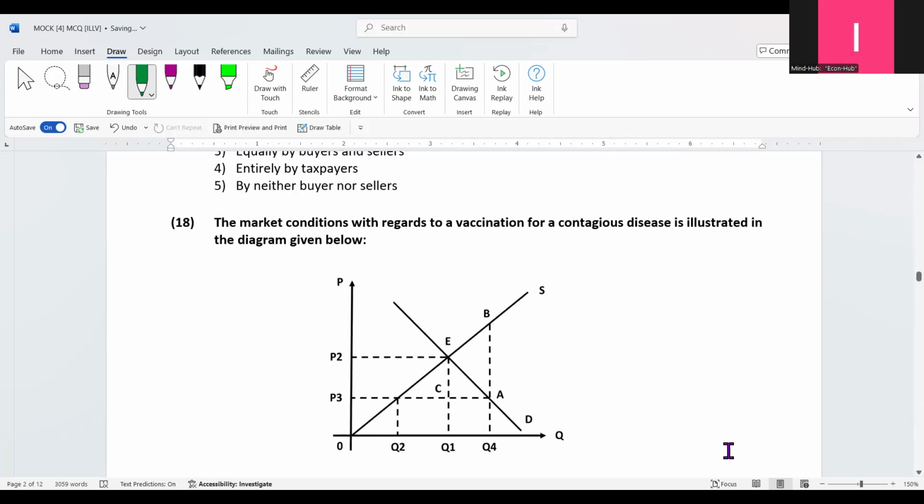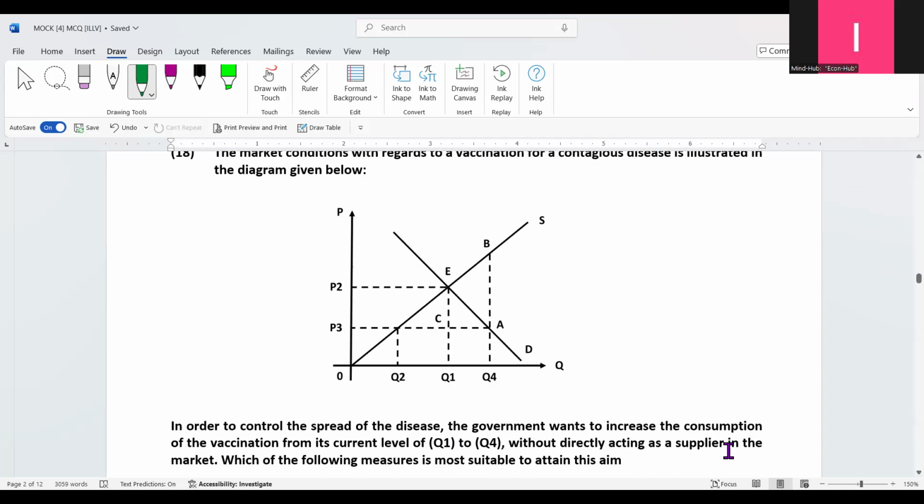Question 18. The market condition with regards to a vaccination for a contagious disease, a disease that is spreading very quickly, is illustrated in the diagram below. In order to control the spread of the disease, the government wants to increase the consumption of the vaccine. They want more people to get the vaccine from its current level of Q1 to Q4. They want to bring it to Q4 without directly acting as a supplier.